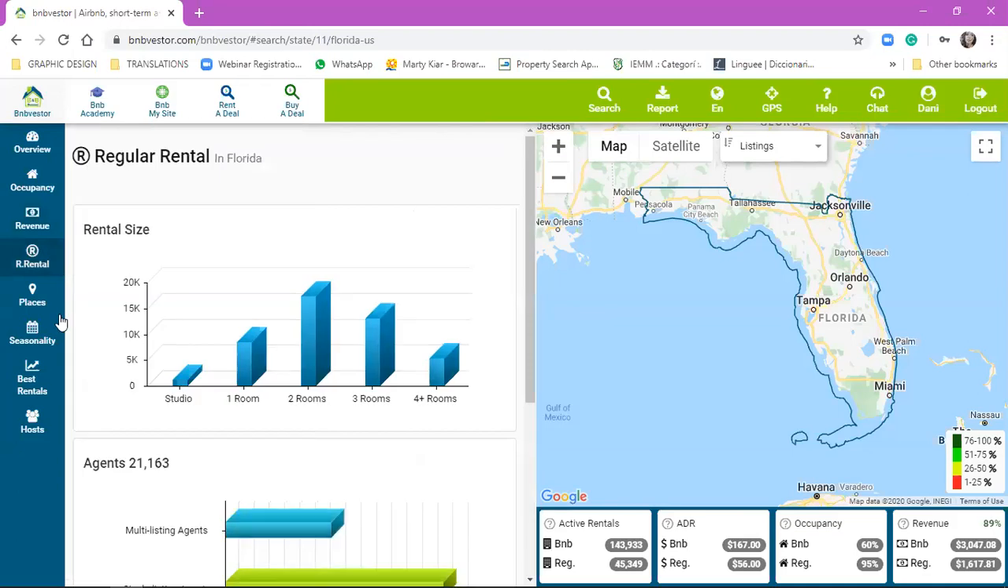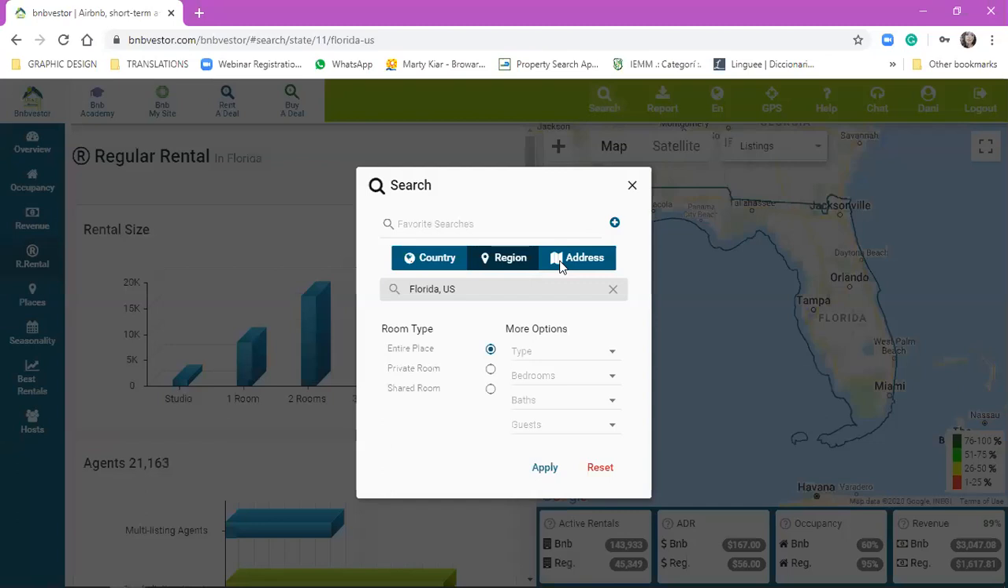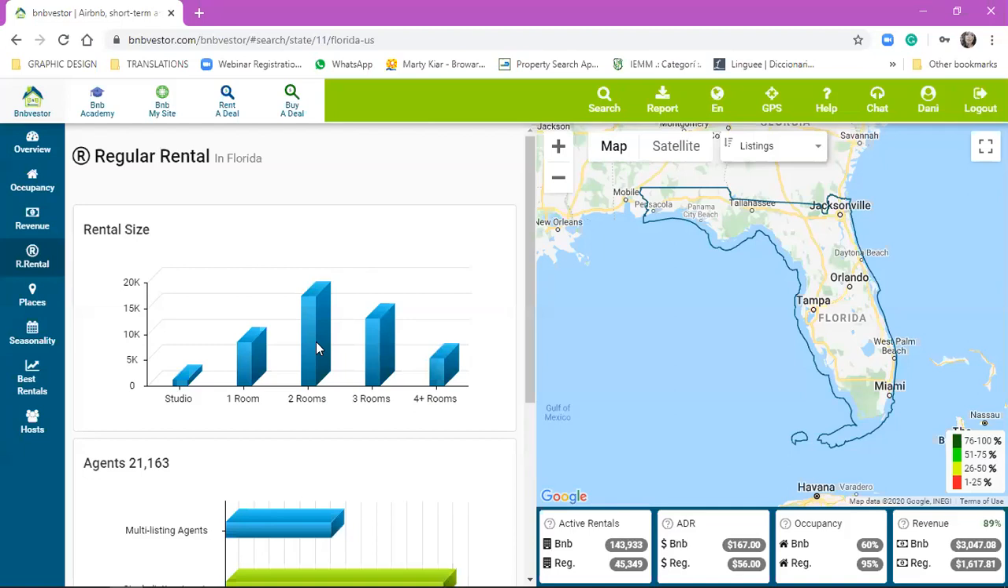Then we have the regular rentals tab. The regular rentals tab is for regular rentals. Of course, it's going to give you the rental size, the demand in the state of Florida. Remember, you can always analyze. Right now, I didn't look into a specific county or city, but you can do that as well. You can take a deeper look into the particular address or the state, county, city, or even zip code. And you can analyze all these tabs within those areas.